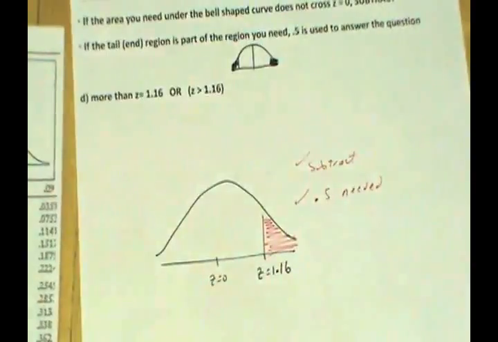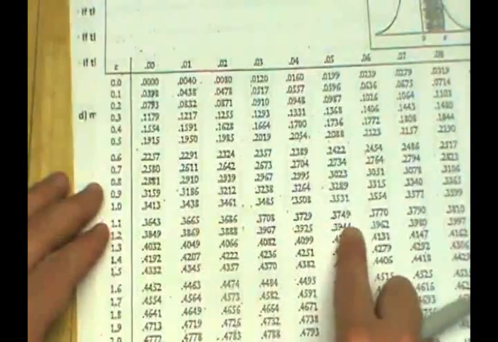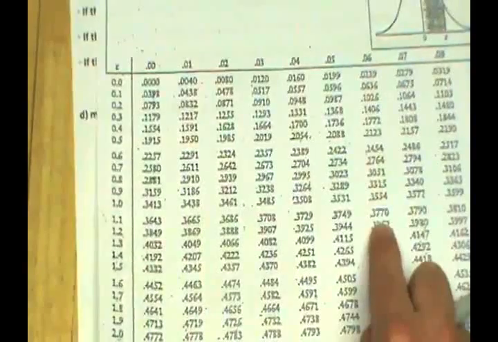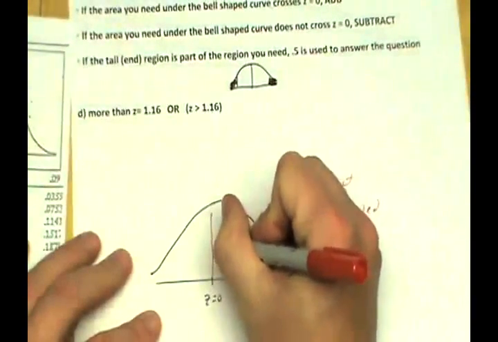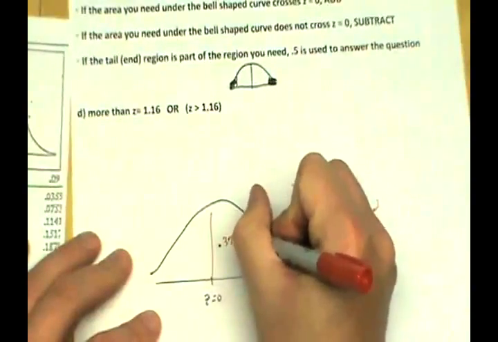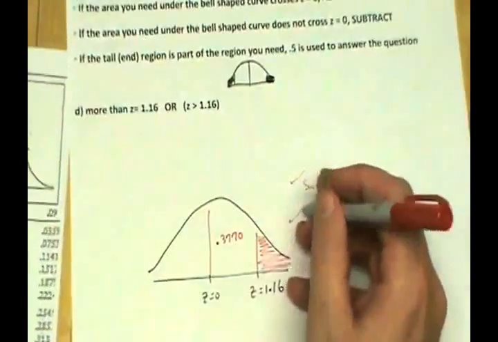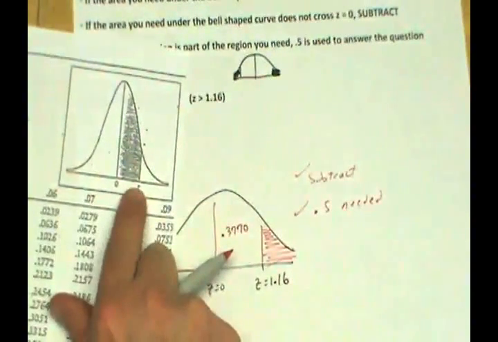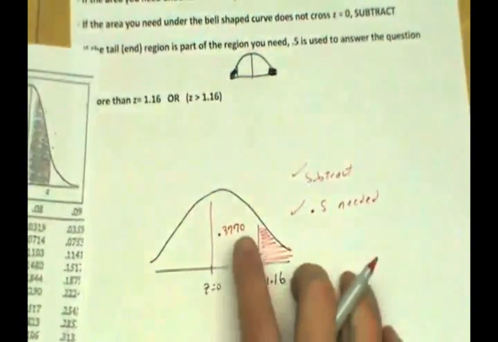So what we're going to do is look up 1.16. We go over here, and here's 1.1. We're going to go to where we're underneath the 6, which is right there. So 1.16 is 0.3770. That goes between 0 and the number you looked up. It doesn't go in the tail because the bell-shaped curve chart only tells you the area between 0 and the z-score. So you always have to go between those two. So we looked up 1.16, we got that, that's the area.